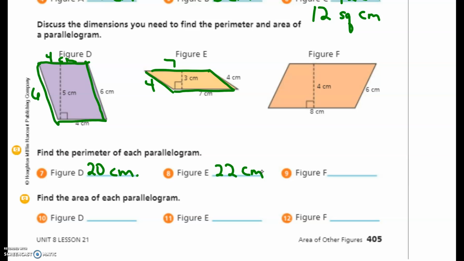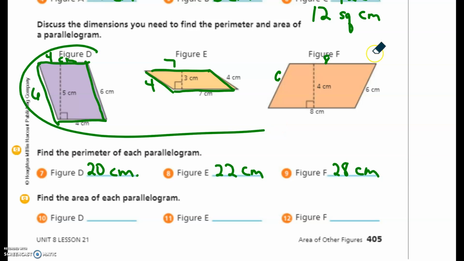Over here, hopefully you saw 8 and 6 and 8 and 6. Answer there, 28 centimeters. All right, I'm going to erase my gobbledygook here. Maybe I'm going to scribble all over our paper.